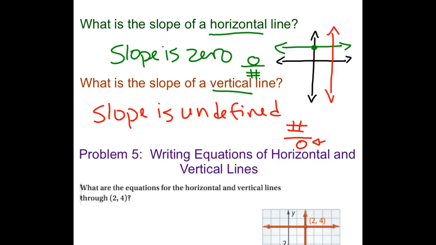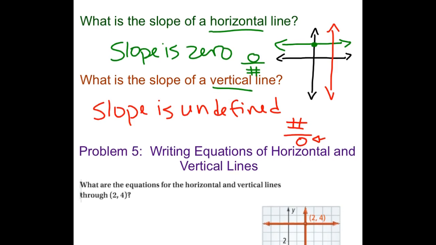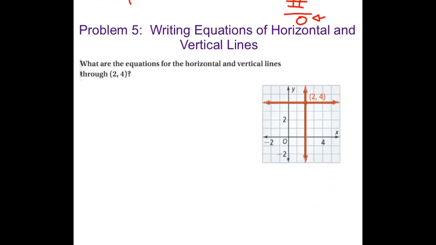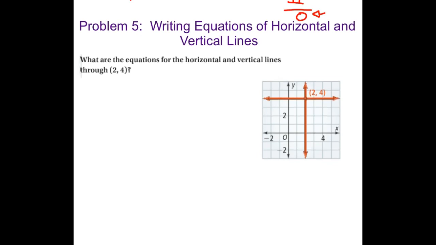So these are just 2 facts you should memorize, and then we're going to be asked to write the equations for these. Here it says, what are the equations for the horizontal and vertical lines? If I'm looking at this, maybe I start with the horizontal line, that's right here. I see that it has a y-intercept of 4, and every single point along there has a y value of 4, and every single one has a different x value. For horizontal lines, x continues to change like I said earlier, but y stays constant.